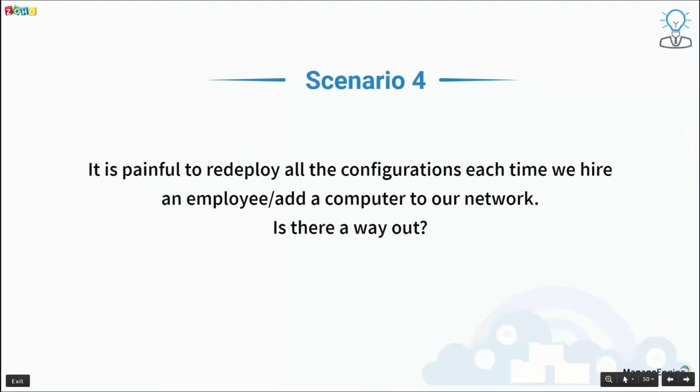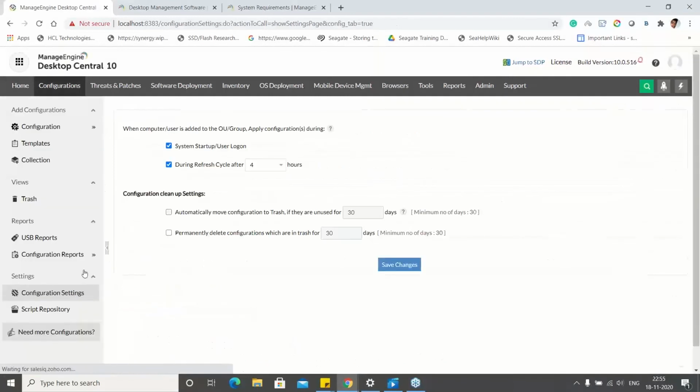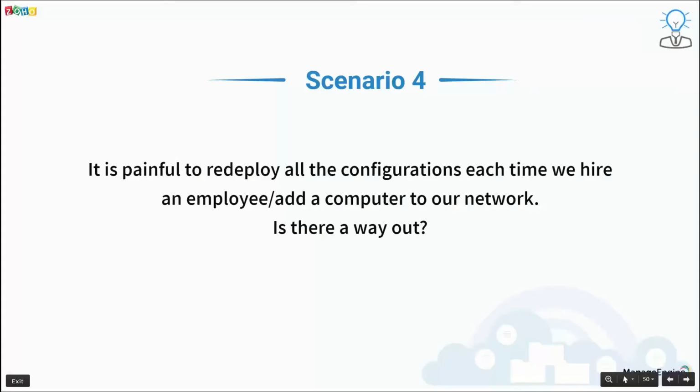And it is painful to redeploy all the configurations each time we hire an employee and add a computer to the network. Is there a way to shorten this? We can automate all the configuration. For example, in Desktop Central, whenever I deploy a configuration against a particular OU or a custom group, Desktop Central automatically deploys the configuration to the new machine, either at system startup or during the next refresh cycle. So there's no need for a system administrator to redeploy the configuration every time he provisions a new machine for a new employee. He just needs to add the computer to a specific OU or a specific custom group that is created from the product.